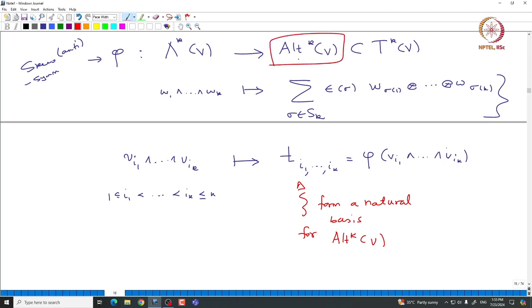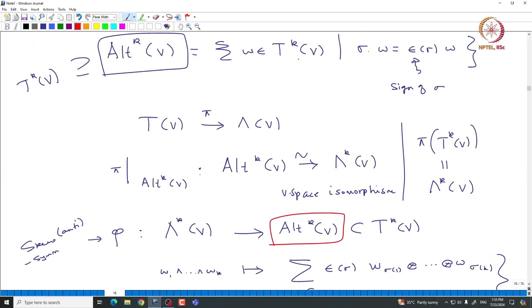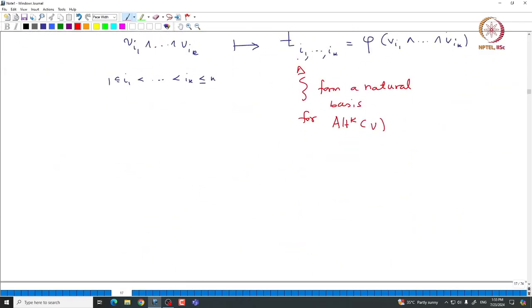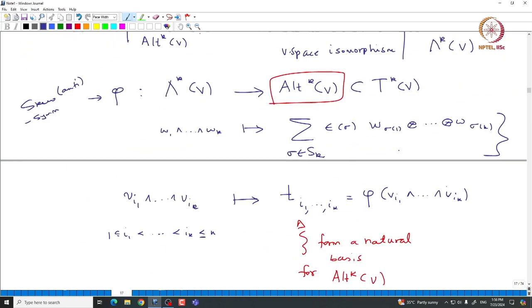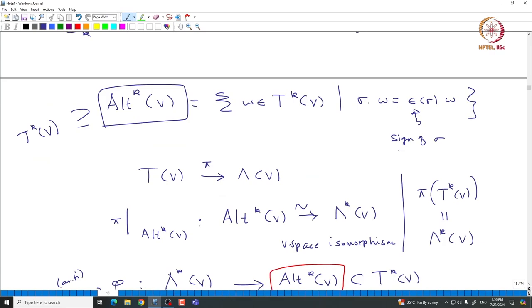Okay, so now it is not that hard to see that this Alt^k(V) is a G-module if V is a G-module. So observe that if V is a G-module, then Alt^k(V) is also a G-module. Why is that true? Because the action of G commutes with the action of S_k, and Alt^k(V) is defined using the action of S_k.